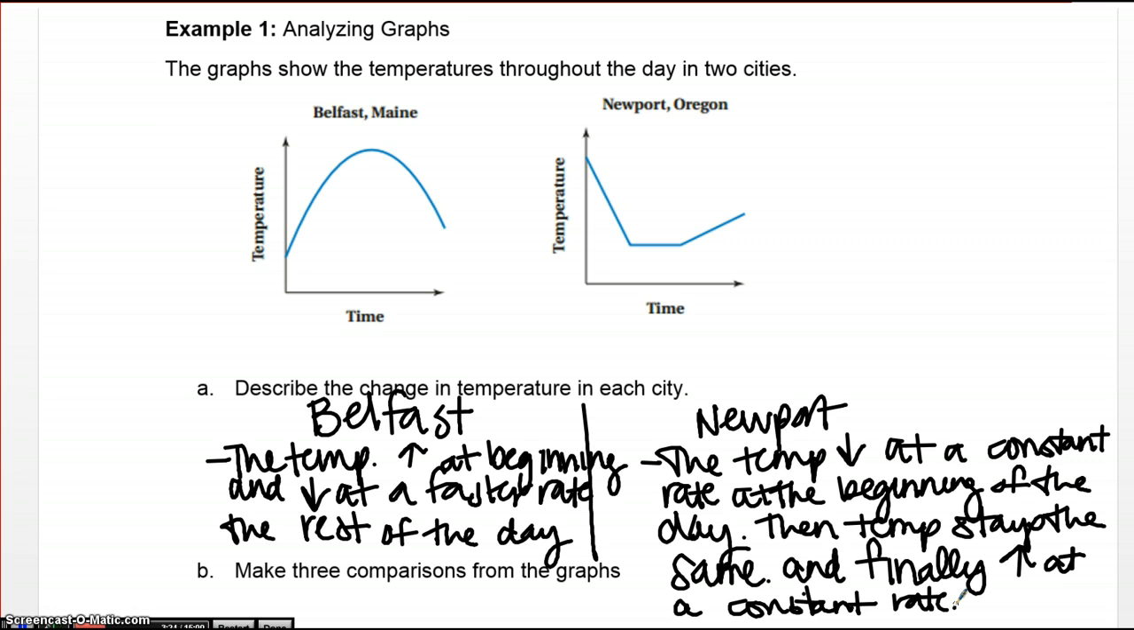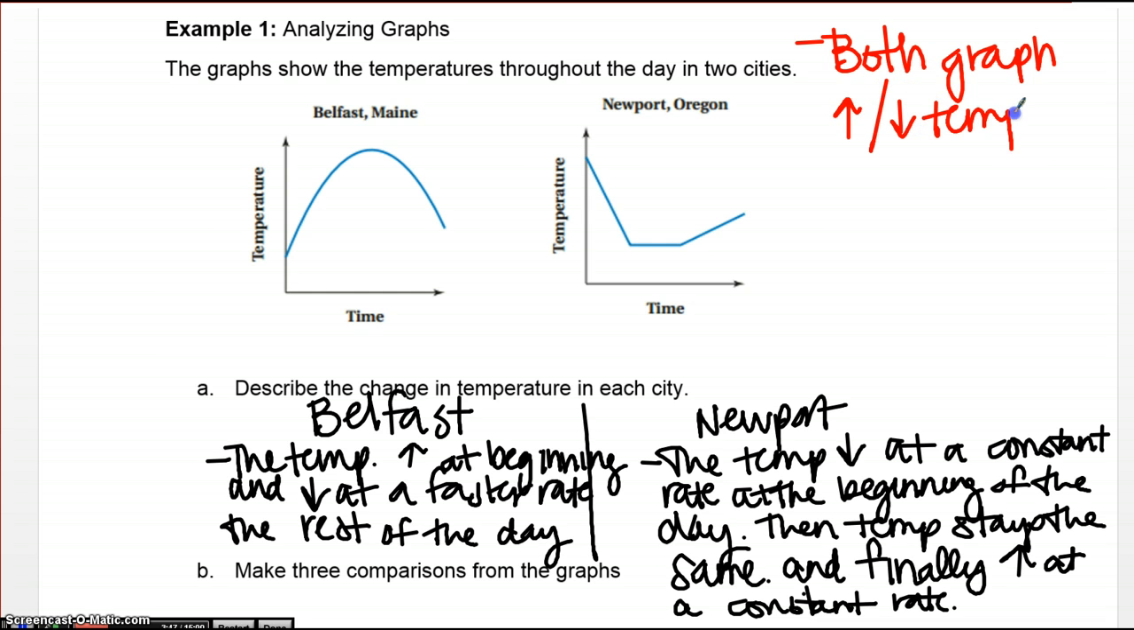So I need to make 3 comparisons, and when we compare something, we take 2 graphs and say what we see is different and what we think is the same. I'm going to do it up here since I'm out of room. I would say both graphs show increasing and decreasing temperature. That could be one. A second one is both graphs are nonlinear. You can agree that neither of them have just a straight line.